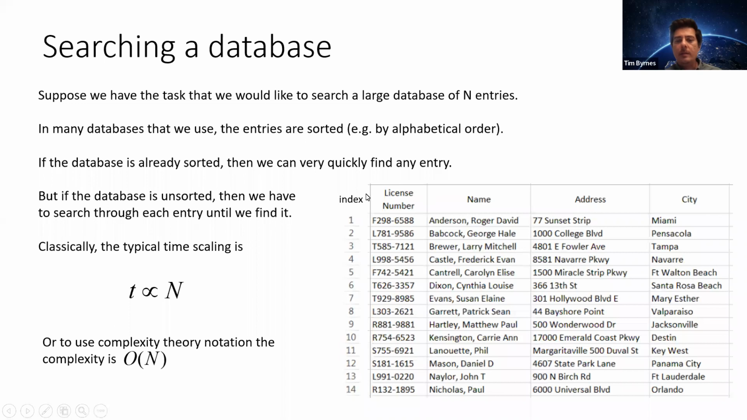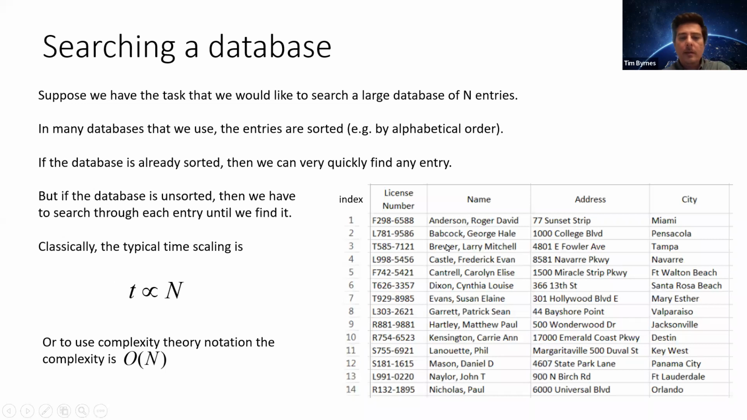Here I've got a sort of database. It has names of people, their addresses, the city that they live in, and the license number of their car. Oh, sorry, maybe their driver's license. They're just numbered from one to 14 here. And what we want to do is search through this database. So that's the kind of task.